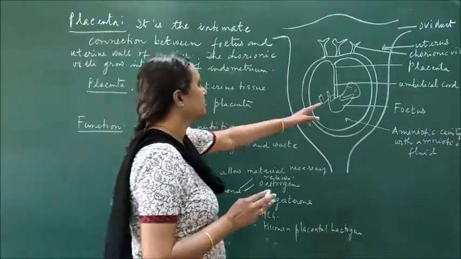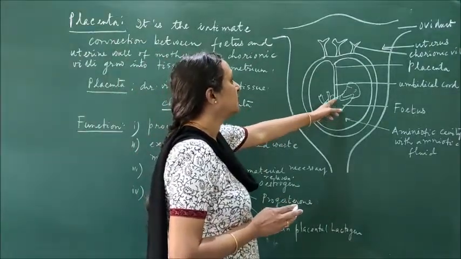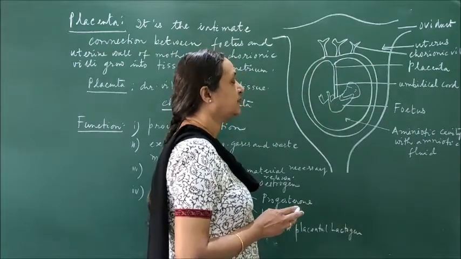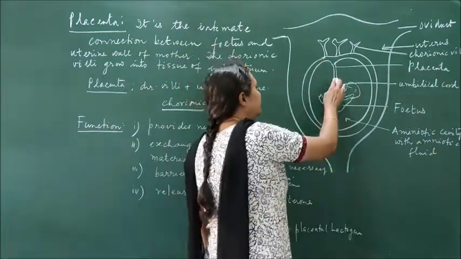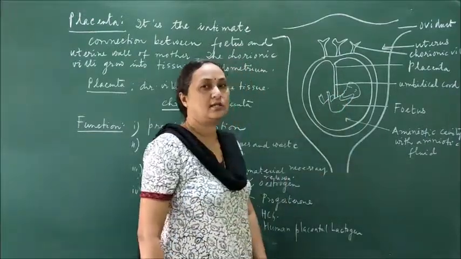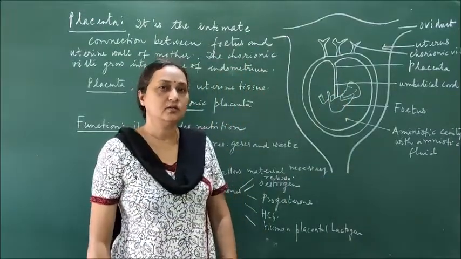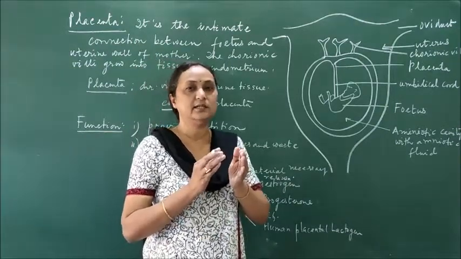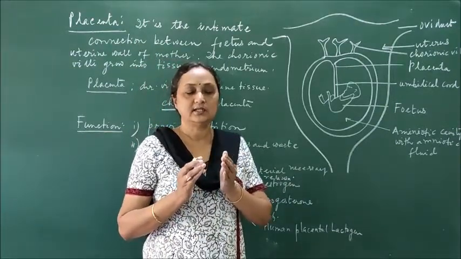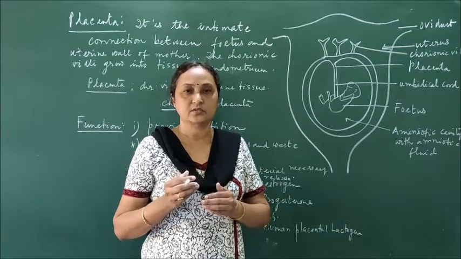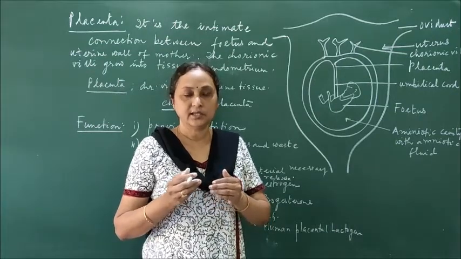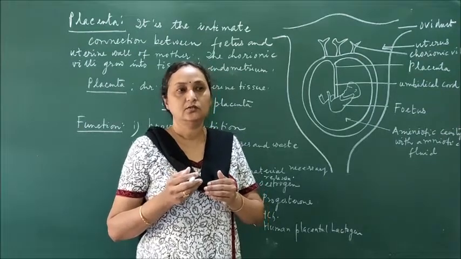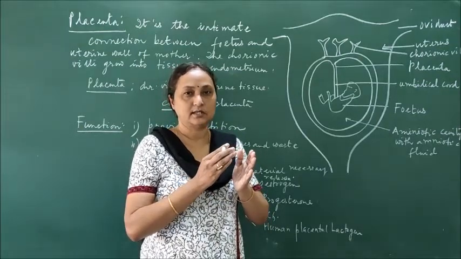So here you see this is the fetus and it is connected to the wall of the uterus with the help of the placenta. In between the placenta and the fetus you can find there is another cord, and the cord is called the umbilical cord. The umbilical cord consists of arteries and the vein, because arteries are responsible for the transport of oxygenated blood, and the vein is responsible for transferring deoxygenated blood. So, oxygen and carbon dioxide.